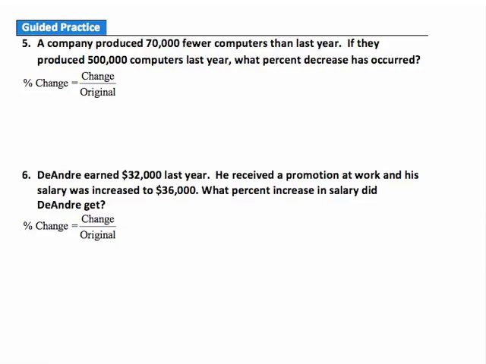Question 5. A company produced 70,000 fewer computers than last year. If they produced 500,000 computers last year, what percent decrease has occurred? All right, well, we're looking for a percent decrease, so that's our unknown. So P is unknown. Let's take a look. The original amount that we start with, they produced 500,000 computers last year. So 500,000 was our original value.